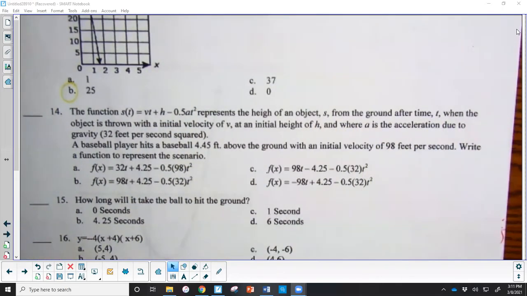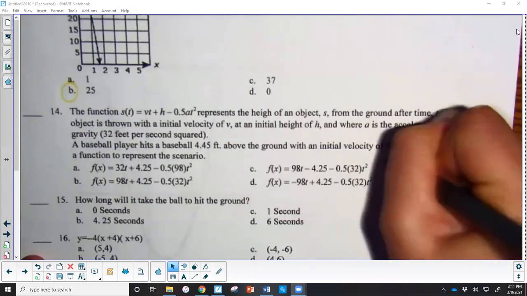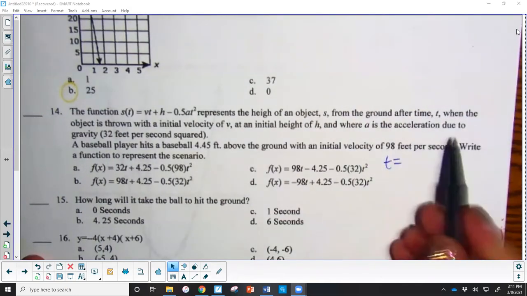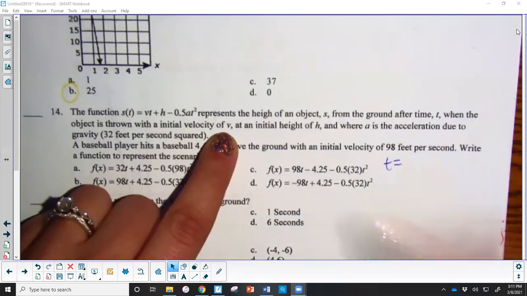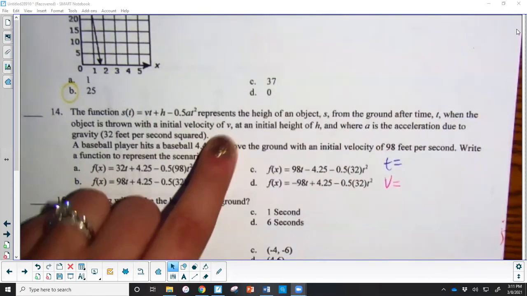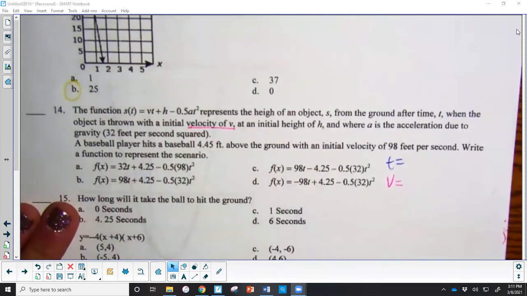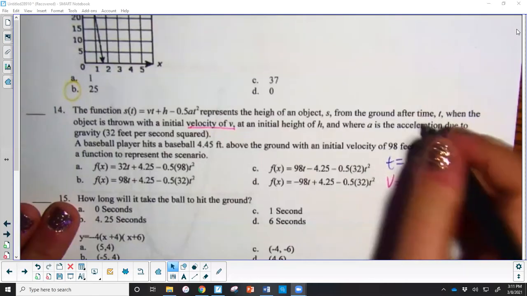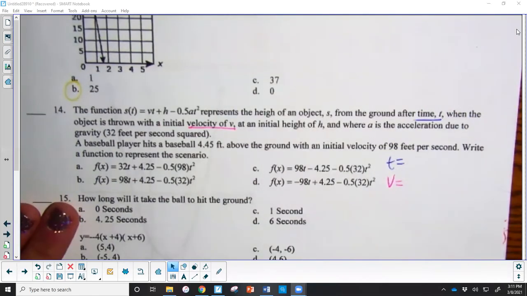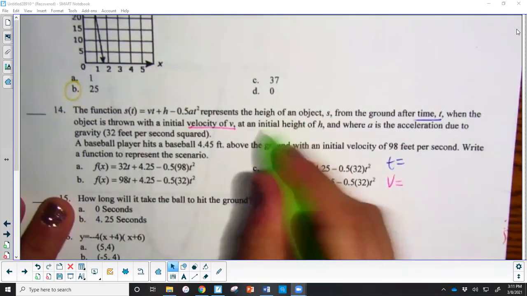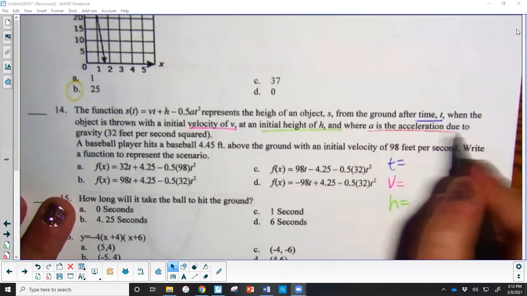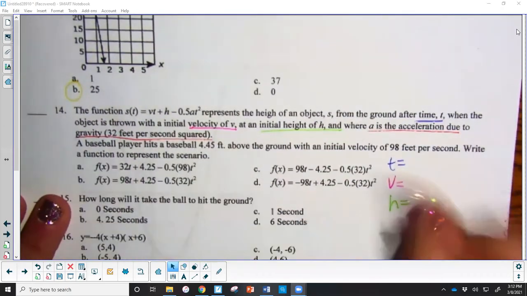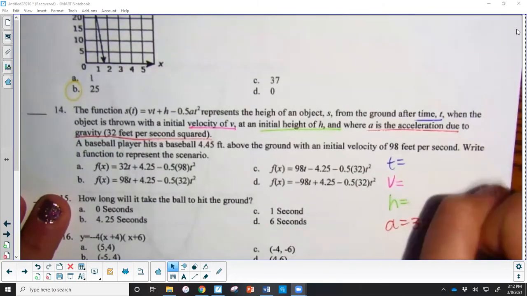T seems to be important. I'm going to need to label a T value. I'm going to need to label a V value because it says V right here. V is velocity. T is time. H is going to be initial height. And then A is acceleration, and it already tells me what that is. A is going to be 32.